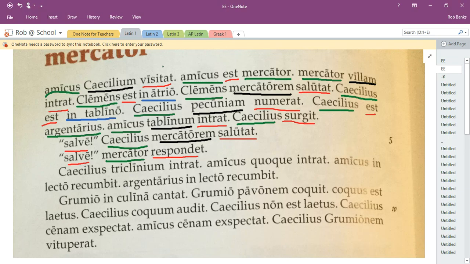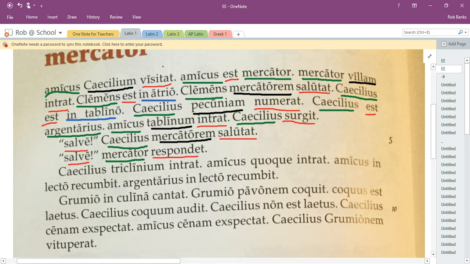Amicus in lecto recumbit. The friend reclines. In lecto, right? Recumbit, reclines. Like those recumbent bikes you may have seen where they look like they're laying down when they ride them. A friend of mine in Delaware, he's biked hundreds of thousands of miles on one. It's not really my thing. I like a standard bike, but each his own. The friend recumbit, so the friend reclines. In lecto, remember, in can be in or on. On is going to sound better here, on the couch. Argentarius in lecto recumbit. The banker reclines on the couch. Prepositional phrase again, on the couch.